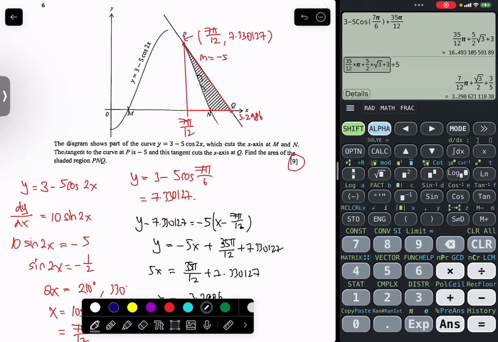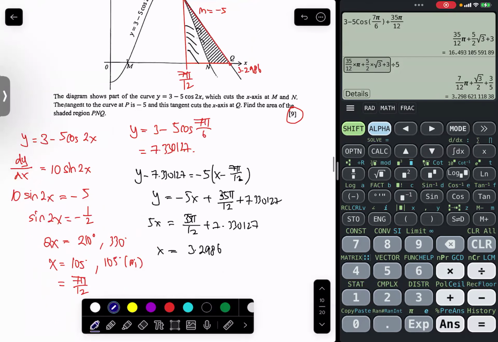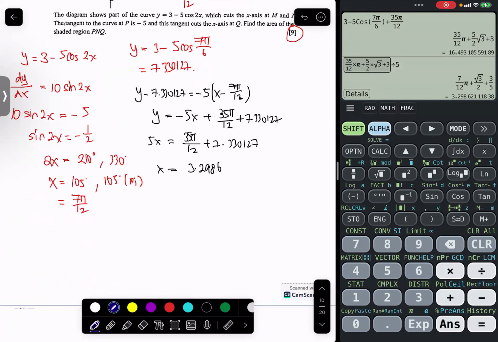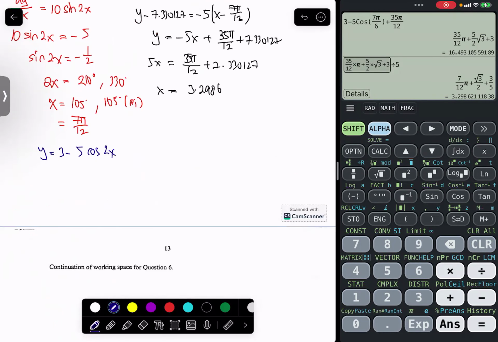So we need to find this portion down here, which is the integration of the cosine curve from n to 7 pi over 12. So we need to find what is n. To find n, we need to equate y equals 3 minus 5 cos 2x and y equals 0. So when y equals 0, 5 cos 2x equals 3, cos 2x equals 3 out of 5.